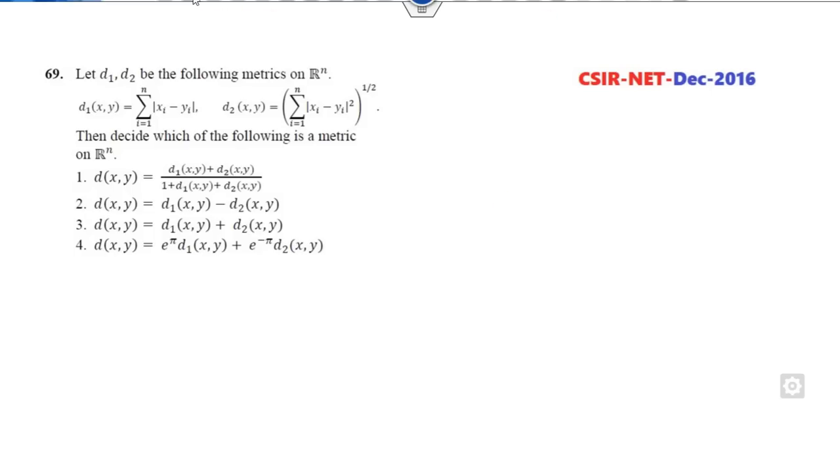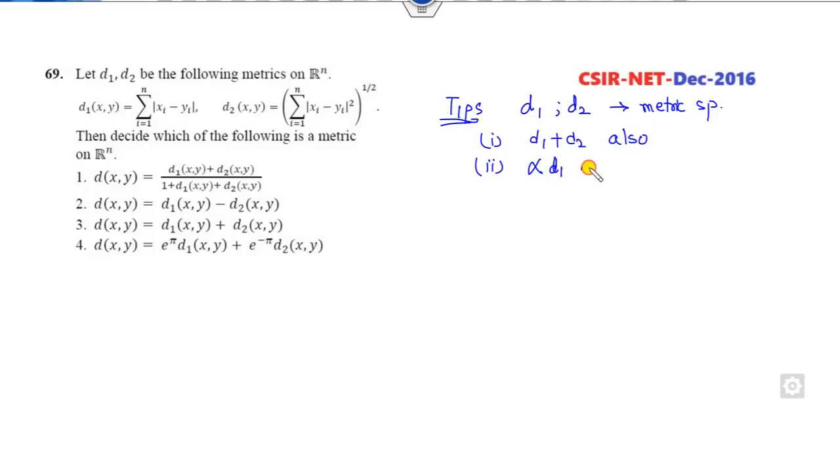Okay, look at another question. This is related to metric spaces. Firstly, I will tell you the tips for metric spaces. If D1 and D2 are metrics, then the sum of the two is also a metric. Alpha times D is also a metric, provided alpha is greater than 0 and a real number. And D over 1 plus D is also a metric.